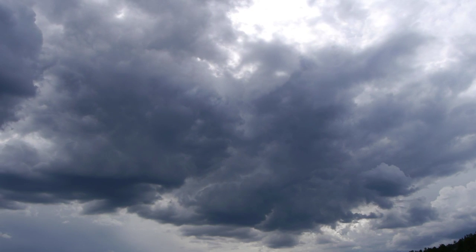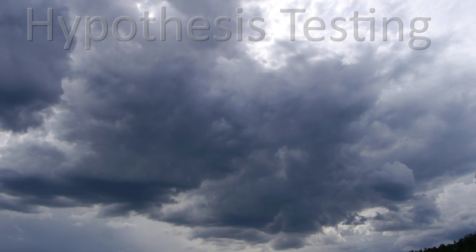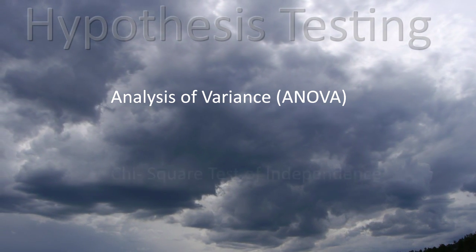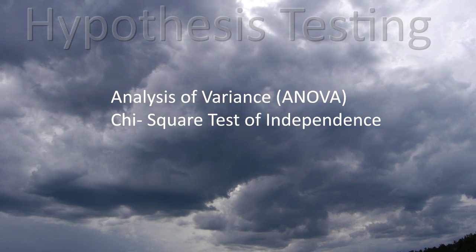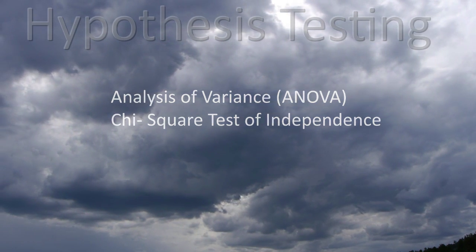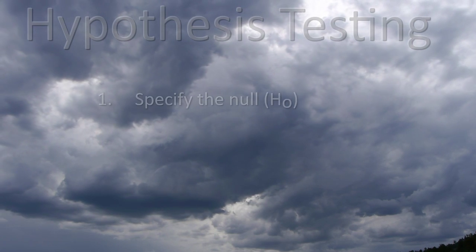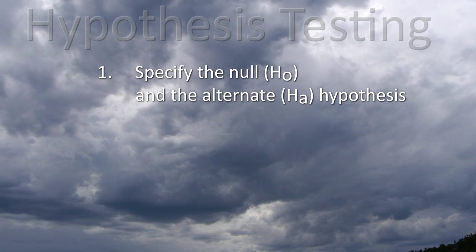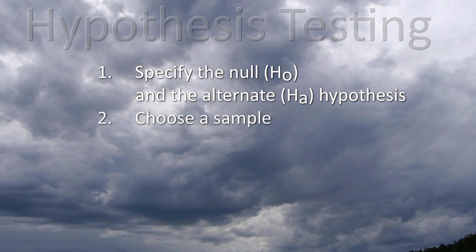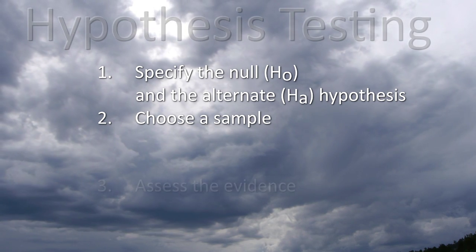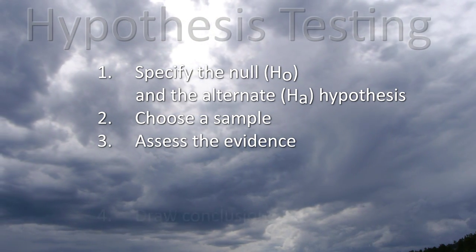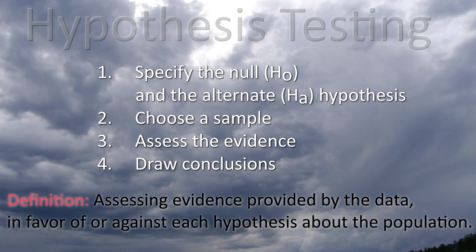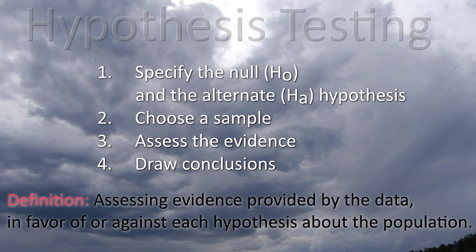A variety of statistical tests are used to help arrive at these decisions. For example, the analysis of variance tests, ANOVA, and the chi-square test of independence, to name a couple. But they all include the same basic steps. Steps involved in hypothesis testing include specifying the null hypothesis, H subscript 0, and the alternate hypothesis, H subscript A, choosing a sample, assessing the evidence, and drawing conclusions. Statistical hypothesis testing is defined as assessing evidence provided by the data in favor of or against each hypothesis about the population.